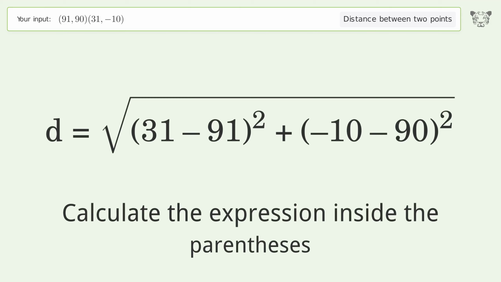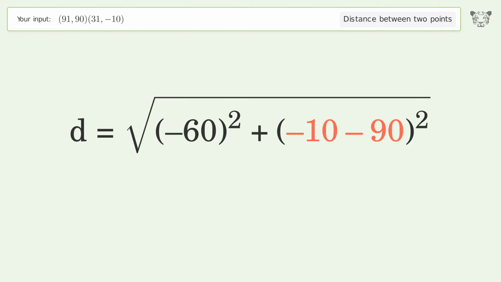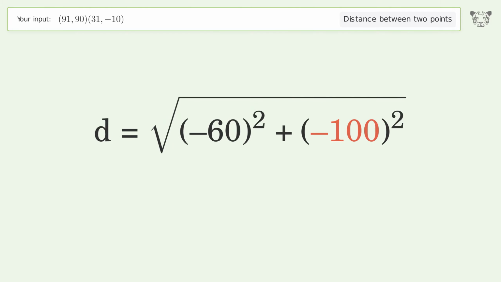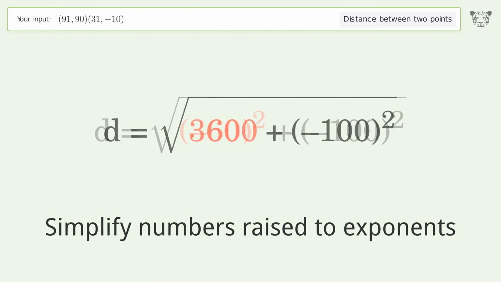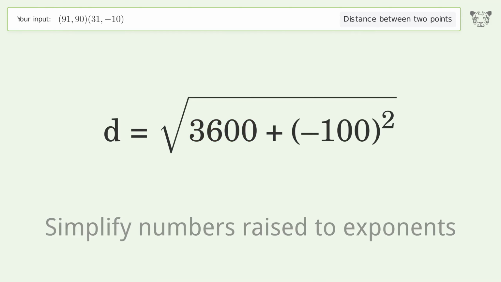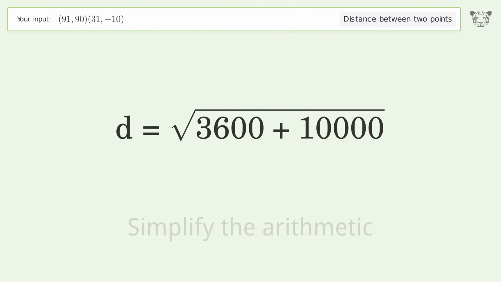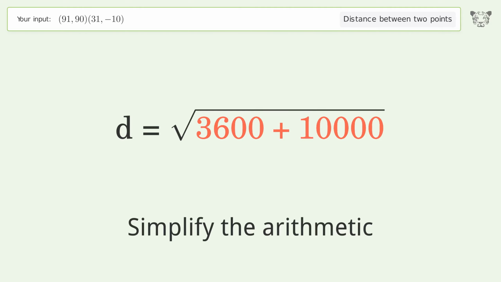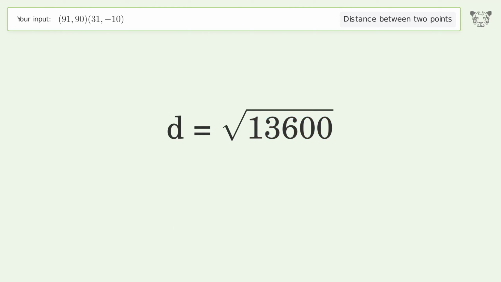Calculate the expression inside the parentheses. Simplify numbers raised to exponents. Simplify the arithmetic. And so the distance between the 2 points is the square root of 13,600, or 116.619.